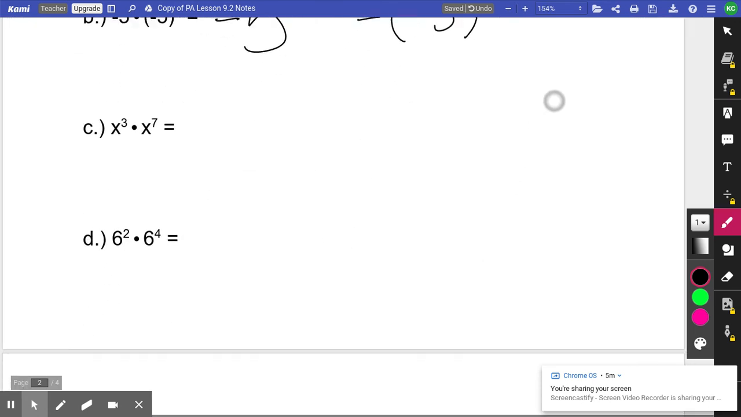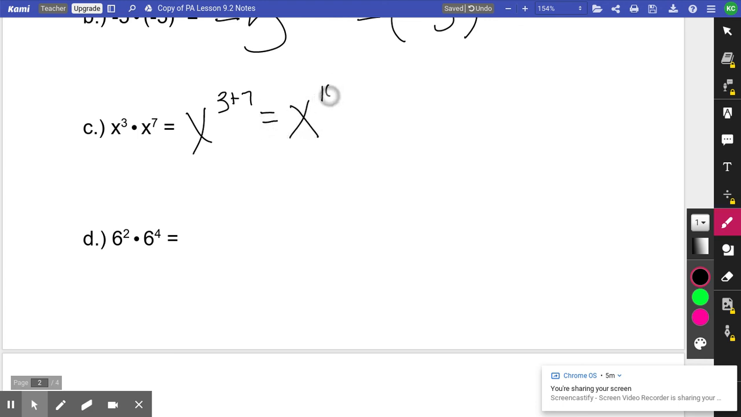Okay, here I have x's. I have x to the 3rd times x to the 7th, which is going to give me x to the 3 plus 7, which is going to give me x to the 10th.